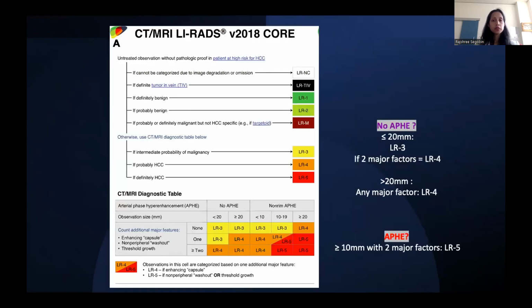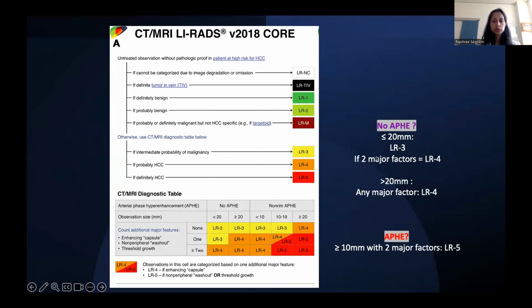And eventually we come down to this table, which a lot of you might have seen before. There is a definite category for either benign disease, LR1 and LR2. So if it's definitely benign, it's LR1, and if it's definitely HCC, it's LR5. And you have these intermediate classifications here. LRM would be for a malignant lesion, but not necessarily HCC. And in fact, when you go down to the lower part of the table, we use these major features, as I described just now, to further define the risk of HCC.